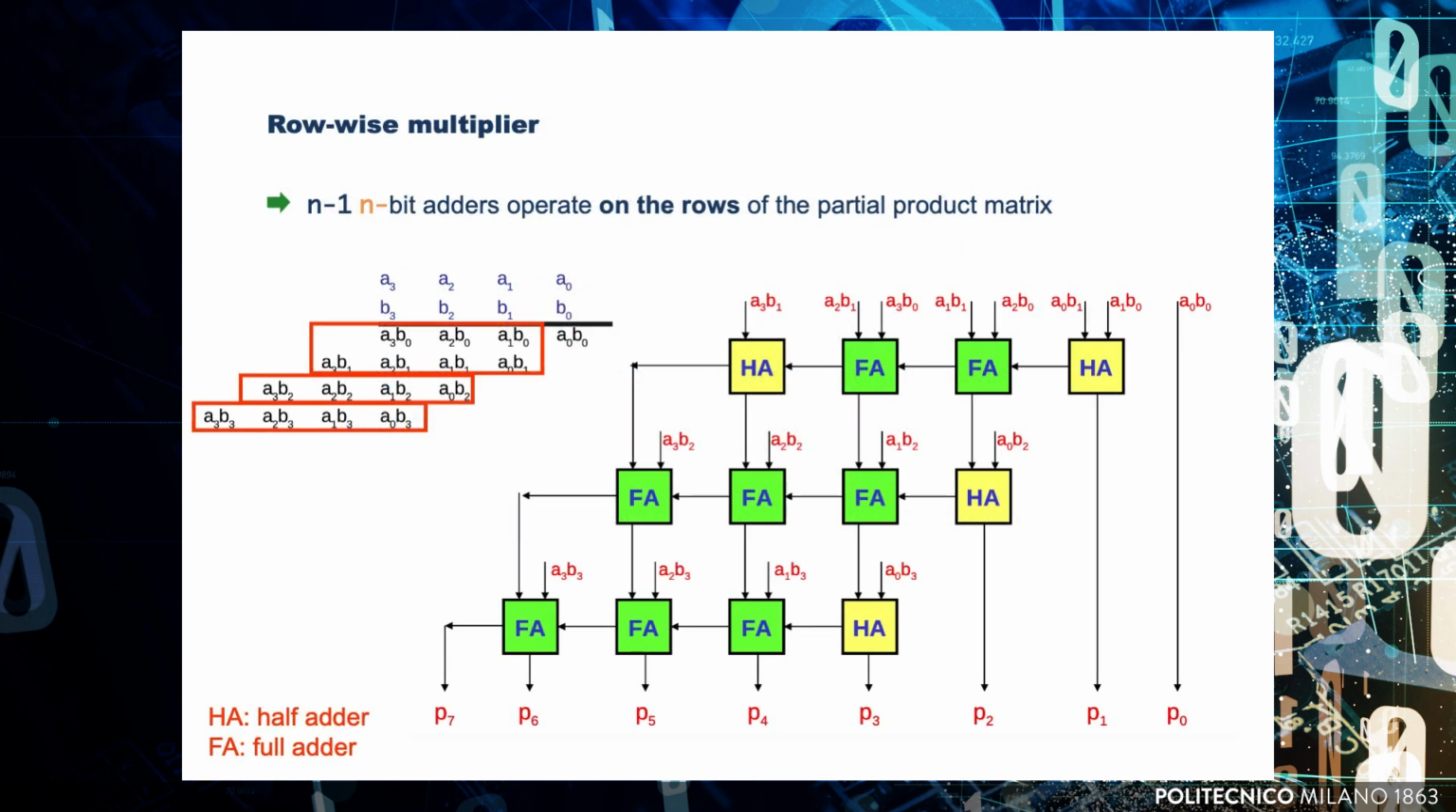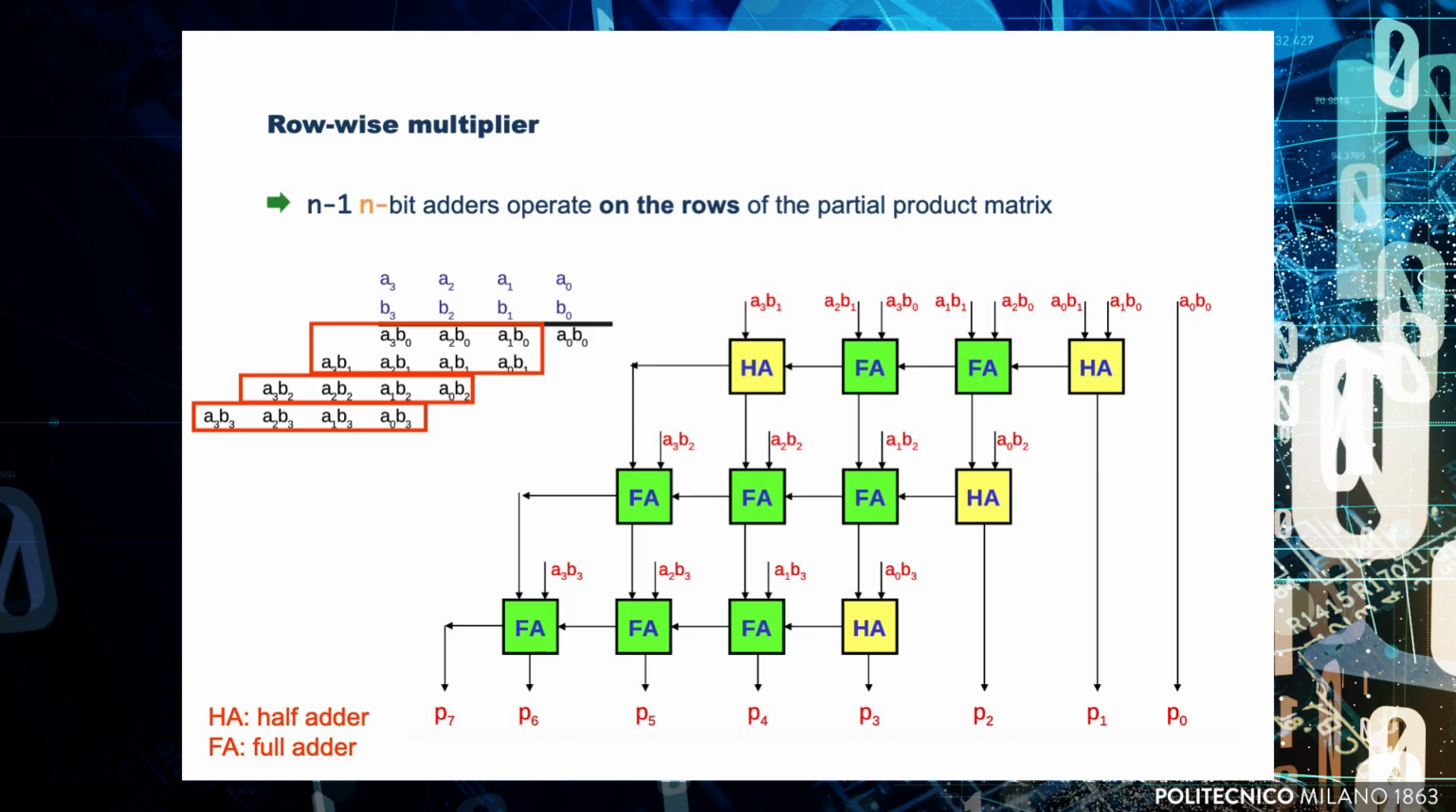Let us begin with the so-called row-wise multiplier. This multiplier is an architecture that, from a logical perspective, performs the additions row by row. The logical view is shown in the small image on the left, where each red rectangle represents an n-bit adder. This multiplier uses n-1 adders. First, it adds the first 2 rows of the partial product matrix, then it adds the obtained result to the next row, and continues in the same way for all the remaining rows.